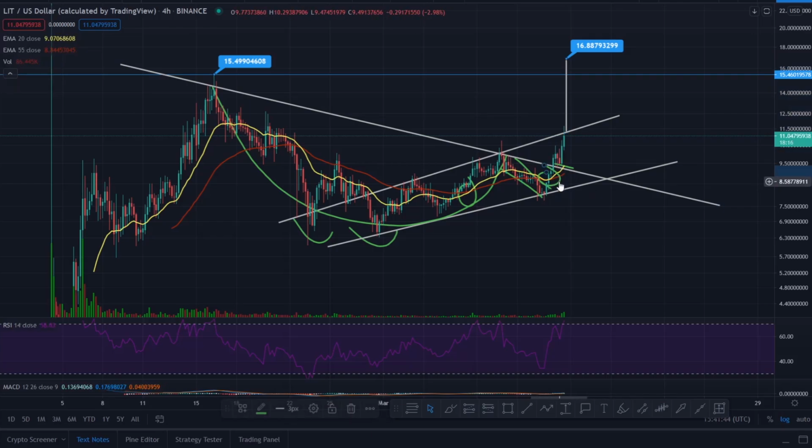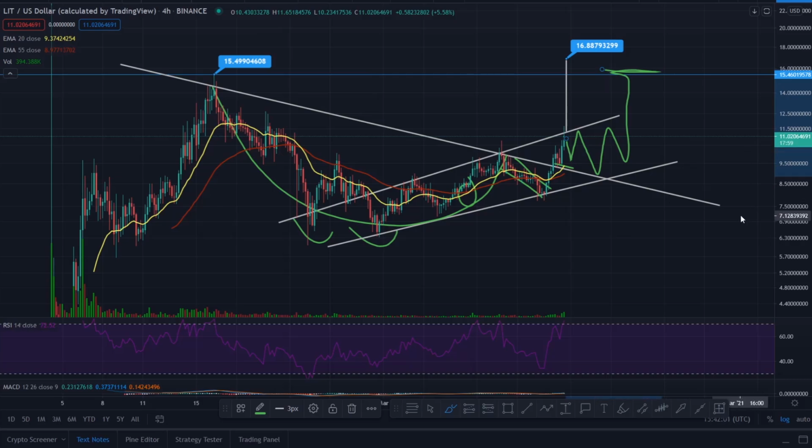Failing that, if we were to break down, you would target these levels in this channel as support, and I would definitely be looking at this neckline as support as well, guys. So you may see us break down and just test support. So we do something like this in this channel, and just creep up until we do eventually get to that target there.